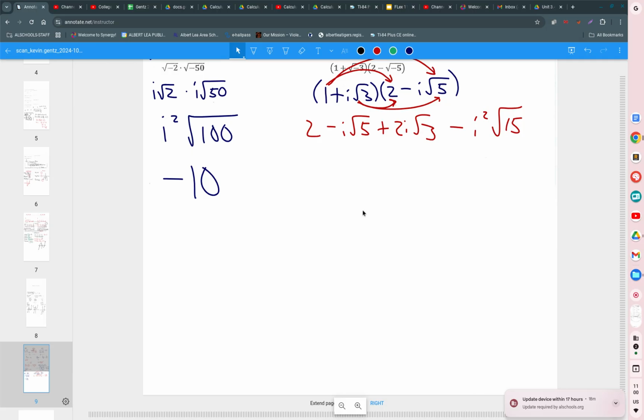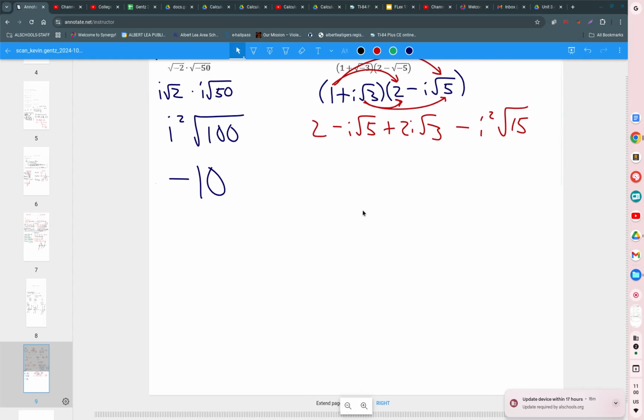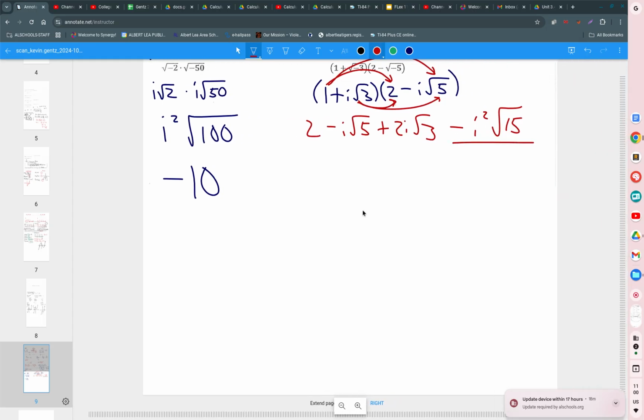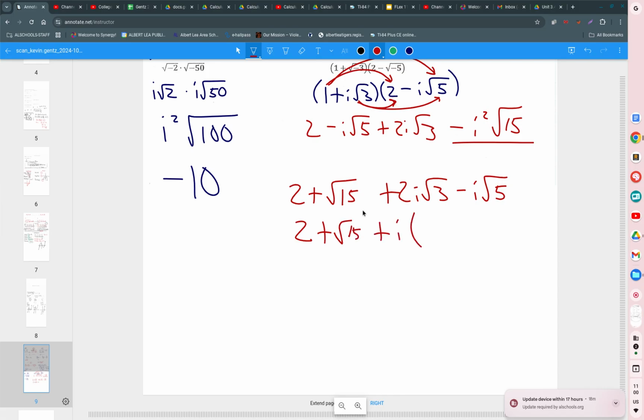i squared is -1. That's going to switch the negative to a positive. So this will become just the positive root of 15. So I have 2 plus the root of 15. And then my imaginary terms are 2i roots of 3 and negative i roots of 5. And to put this in the true form of a plus bi, we're just going to factor that i out. So we have 2 plus the root of 15, and then i times 2 roots of 3 minus the root of 5.